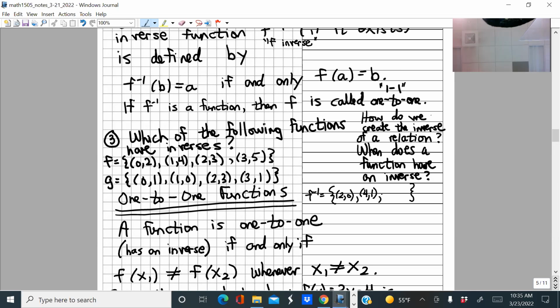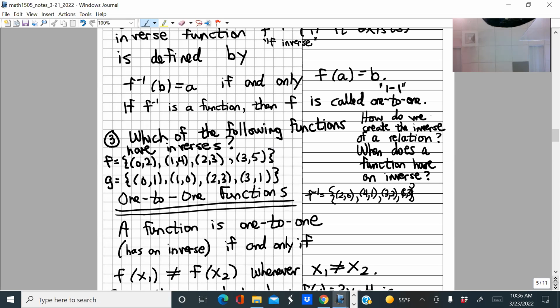Let's see what else would be there. (2, 3), we would flip that to (3, 2). And then (3, 5), we would flip that to (5, 3). So there's your inverse function. Just that simple.